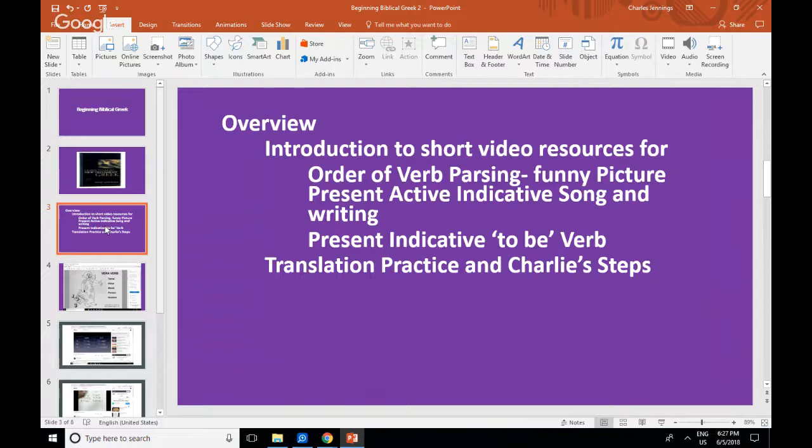One of them is going to be a funny picture to help you remember the order by which to parse a verb. We're also going to be talking about the present active indicative with song and in writing. And we're going to be talking about the to be verb as well. We're also going to do a little bit of a show practice, at least how it would look on paper already done, and some of the steps that I use whenever I'm translating or doing these exercises.